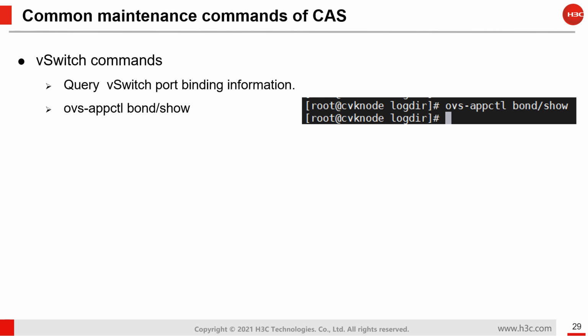Query vSwitch port binding information. Sometimes we will bind our vSwitch ports, and we can run ovs-appctl bond/show to check the information of them. However, we ran this command in our environment, but it does not output anything because in our environment we didn't use bonding. So if you have an environment, you can try to run this command to check the bond information.